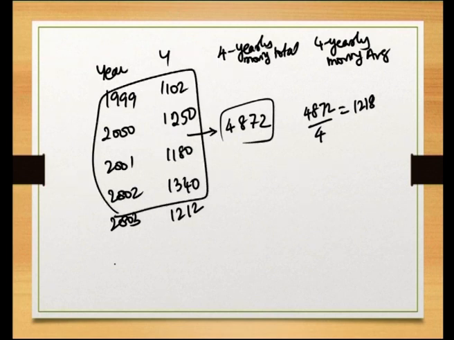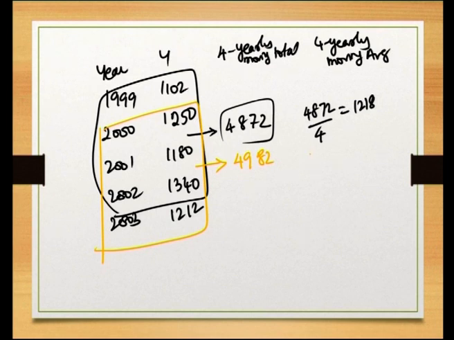This 4872 is the total of these first 4. Then, for the next 4 values, the value is written here. For the years 2000 to 2003, the value is written in between 2001 and 2002, and the value is 4982, and its average, 4982 divided by 4, is 1245.5.